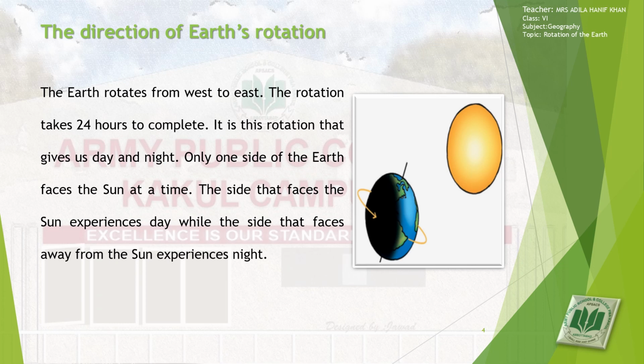This picture shows the side of the Earth experiencing day is shaded light blue color, while the side that is experiencing night is in the shadow.